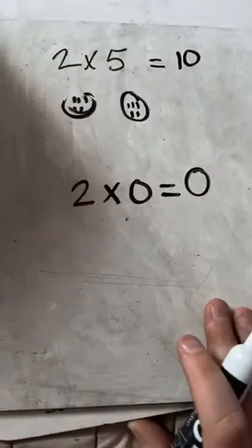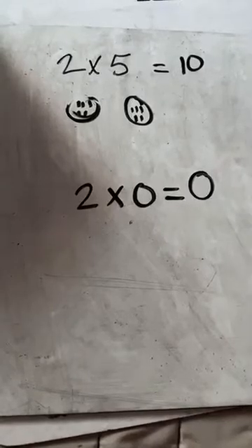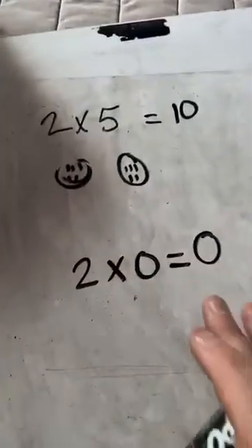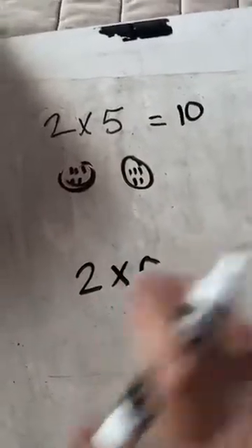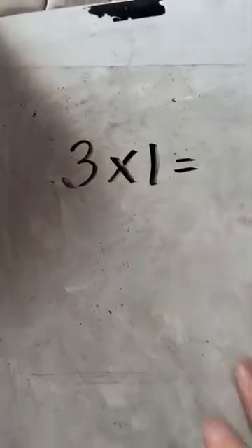Now, the other one we've talked about 2s. We've talked about 5s. We've talked about 0s. Today we're going to talk about multiplying by 1s. All right, friends, so here we go. I'm going to talk about multiplying by 1. So if I have 3 times 1, and I want to know what that is.